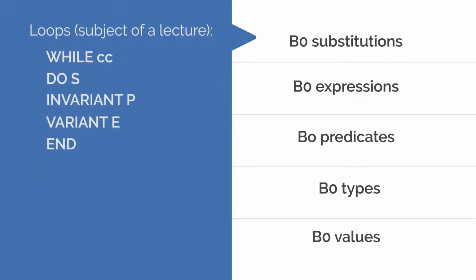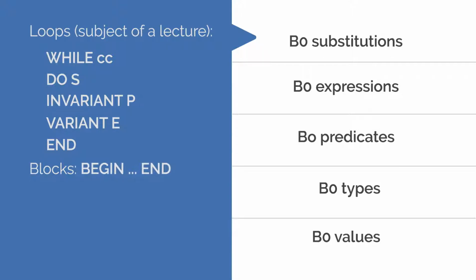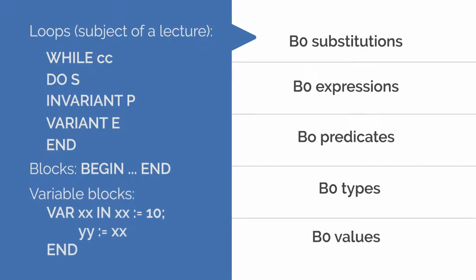We can also have blocks, simply by starting the block with the begin keyword and finishing the block with the end keyword. And we also have variable blocks, like this variable block that we have on the screen, in which we declare the variable XX and we execute the command between the keywords in and end. So first, we initialize that variable, XX receives 10, and then we execute the command YY receiving XX.